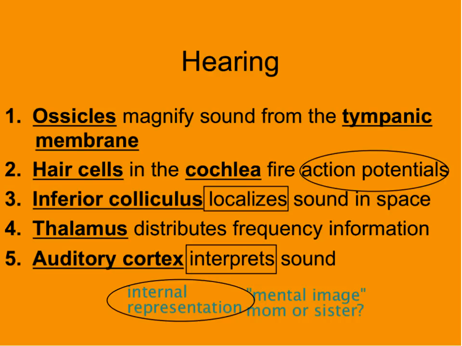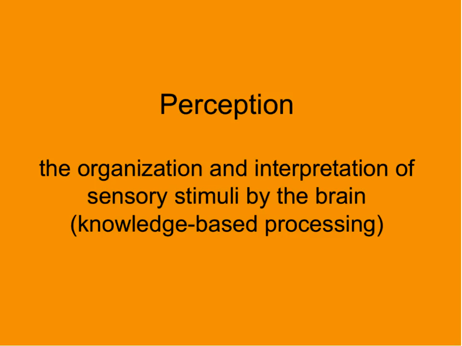Now we're moving beyond the structures in your auditory system, and we're moving towards perception, right? And perception, as it says on this slide here, and this is my preview and setting the stage for Thursday, involves the organization and interpretation of sensory stimuli by the brain. And the key word here, I think, is interpretation.